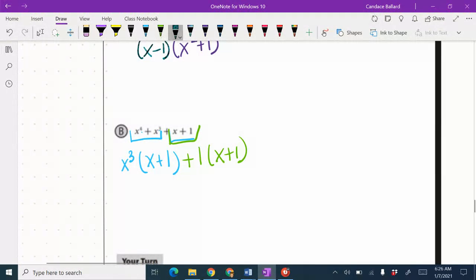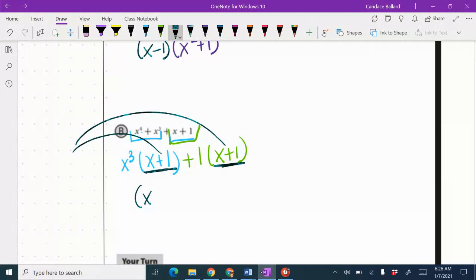And then if I look, I have the ugly greatest common factor of x plus 1. So I'm going to take that out and write it down one time. I am left behind with x cubed plus 1. So x cubed plus 1 would be left behind, and then it would be factored completely.